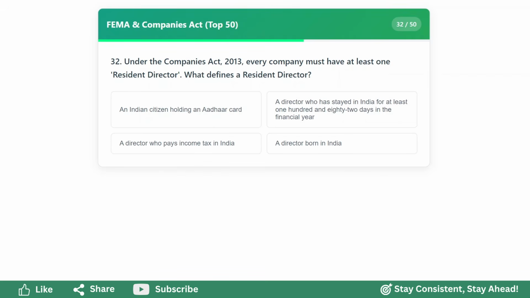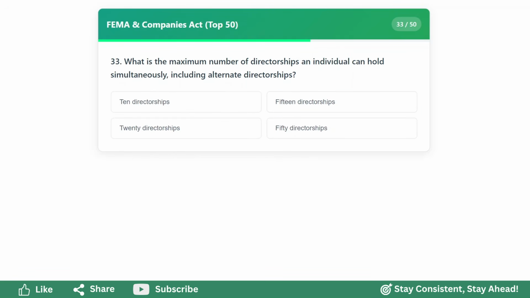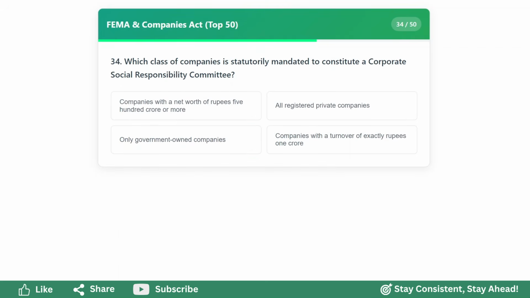What defines a resident director? A director who has stayed in India for at least 182 days in the financial year. What is the maximum number of directorships an individual can hold simultaneously, including alternate directorships? 20 directorships. Which class of companies is statutorily mandated to constitute a corporate social responsibility committee?